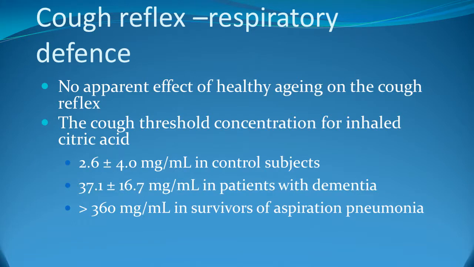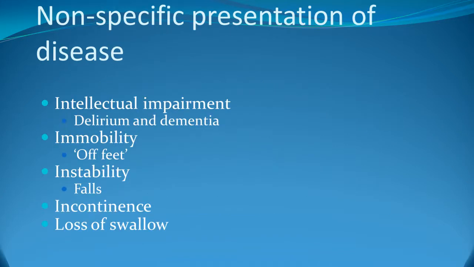Cough reflex is a respiratory defense. No apparent effect of healthy aging on the cough reflex. The cough threshold concentration for inhaled citric acid is 360 mg per ml in survivors of aspiration pneumonia. Non-specific presentation of the disease: intellectual impairment and dementia, immobility, instability, falls, incontinence, and loss of swallowing.